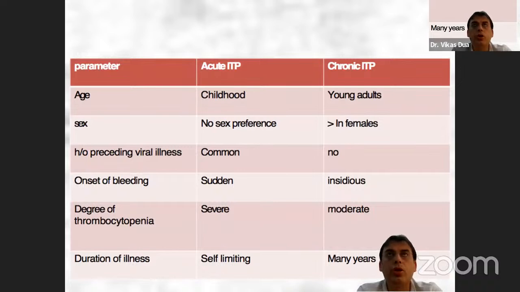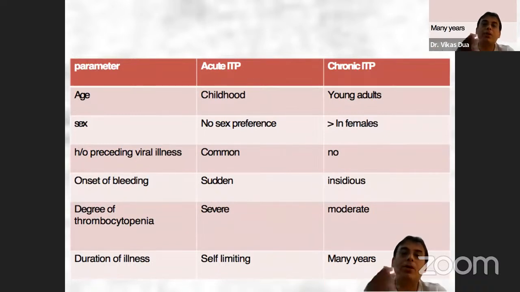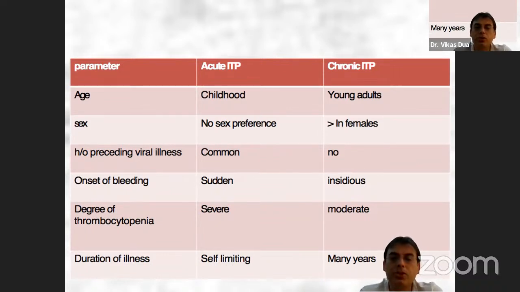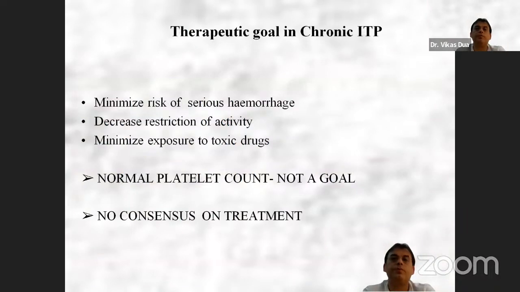Onset of bleeding is usually sudden in acute, insidious in chronic. The degree of thrombocytopenia is usually severe in acute, whereas it is moderate or mild in chronic. And the majority of times it is self-limiting, acute and chronic. If you end up in a chronic phase, if your ITP is going on for more than 1 year, then it may take a long time for your platelets to settle down and improve.